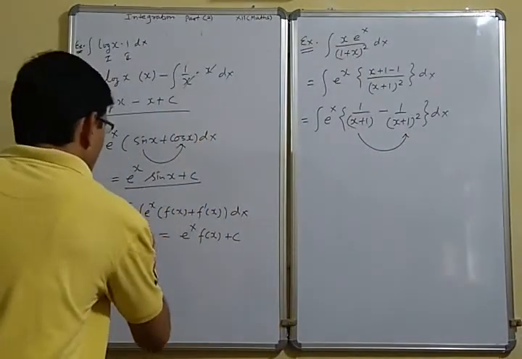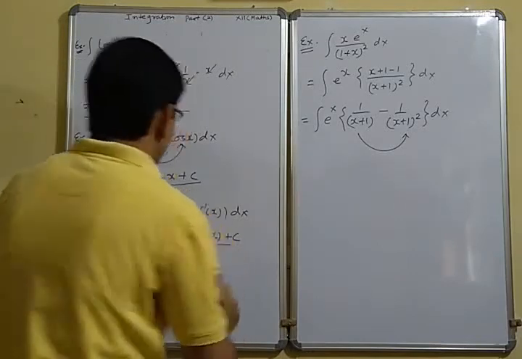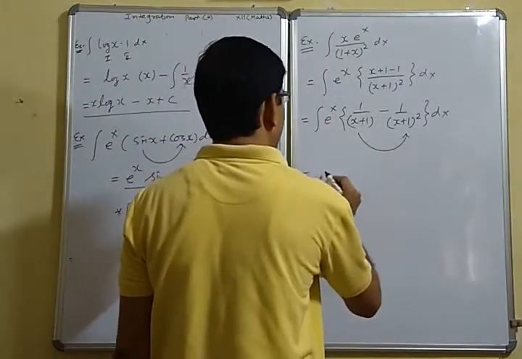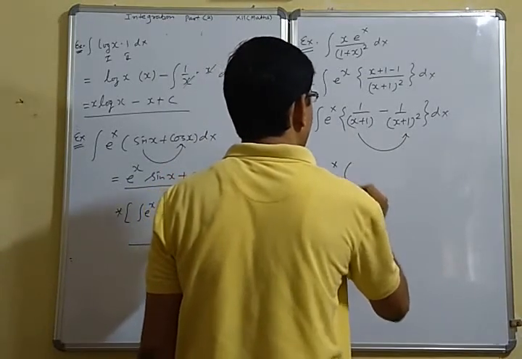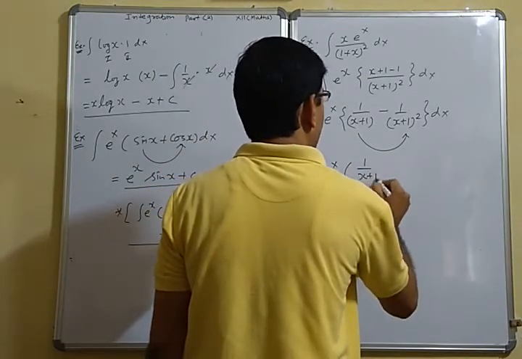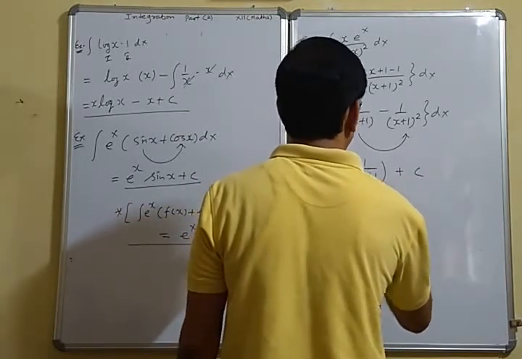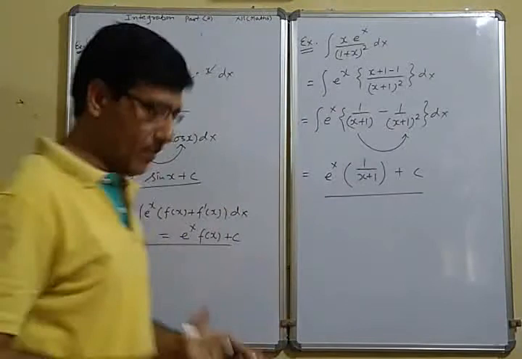Again we'll use the formula. Here we'll write the formula, and after that we can write the result, that is e raised to power x times 1 upon x plus 1, plus c. Now let us see some more examples.